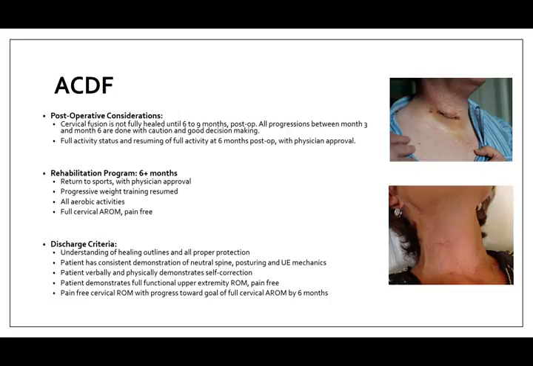Discharge criteria includes understanding of healing outlines and all proper protection. The patient has consistent demonstration of neutral spine, posture, and upper extremity mechanics. Patient verbally and physically demonstrates self-correction when they put themselves in a poor position. Patient demonstrates full functional upper extremity range of motion, also pain-free and full strength. And then the big one is free cervical range of motion with progress towards goal of full cervical active range of motion by 6 months.